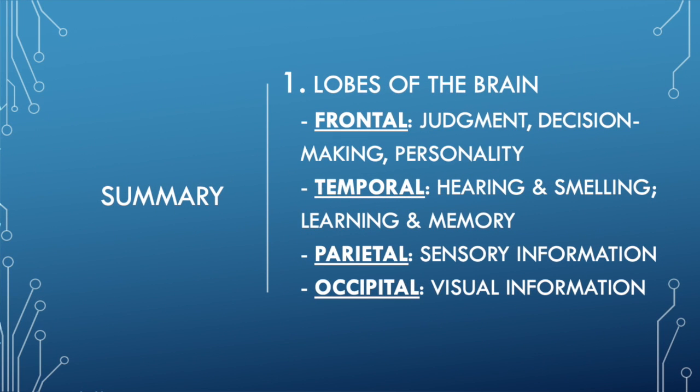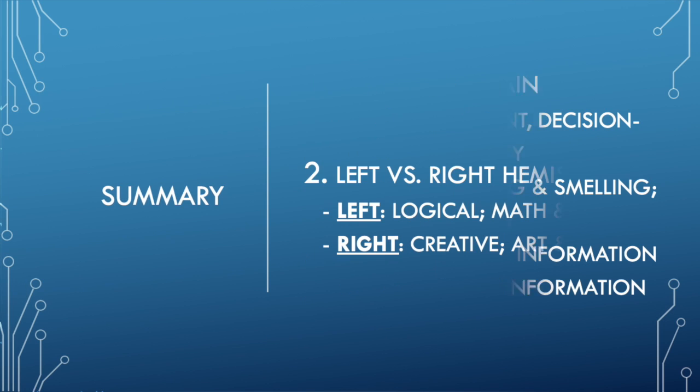Now, to sum up this video, we first covered the 4 lobes of the brain. The frontal lobe governs our judgment, decision-making, and personality. The temporal lobe is where our senses of hearing and smell are processed. It also plays a role in learning and memory. The parietal lobe is associated with regulating and processing sensory information. The occipital lobe sees visual information and processes it.